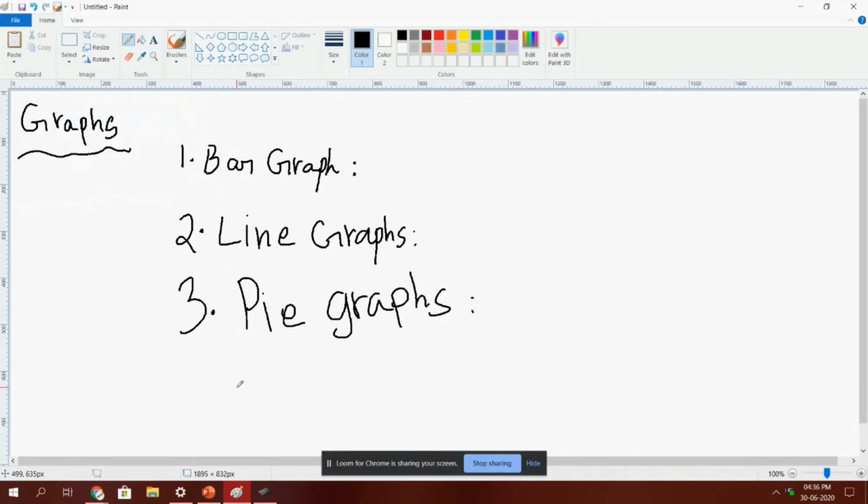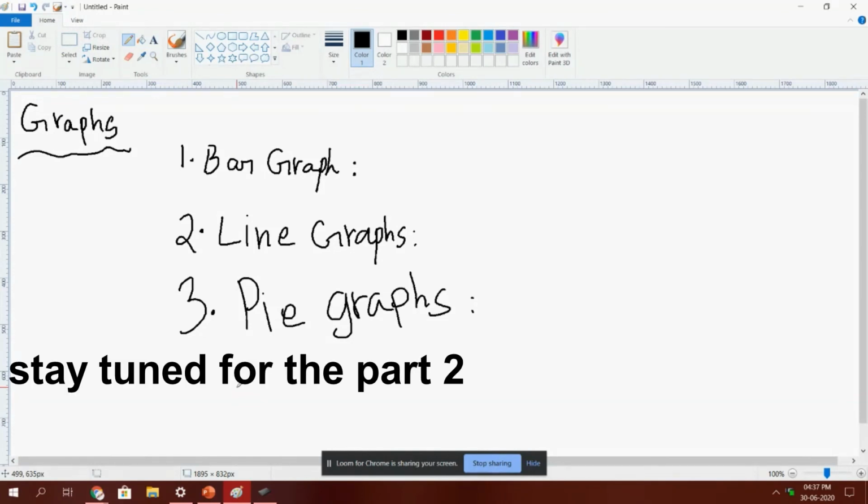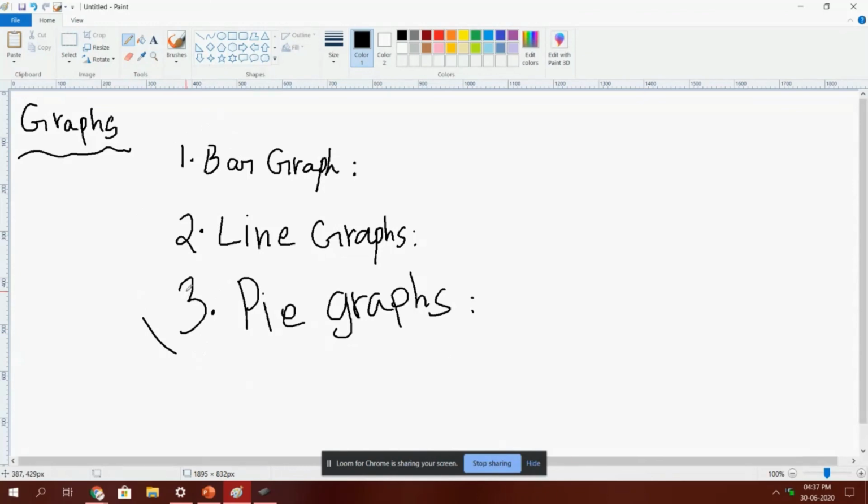That's it for today's video. There are actually many types of graphs, but I'm just focusing on the basic ones, the graphs which are used most, like these 3. If you do want to know more about other graphs, you can always comment below, and I can of course make videos about them.